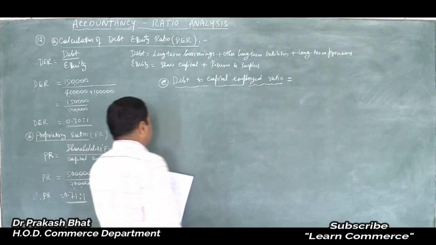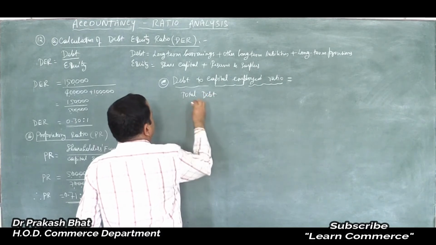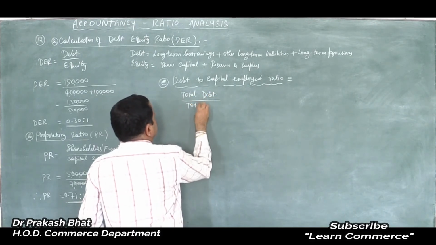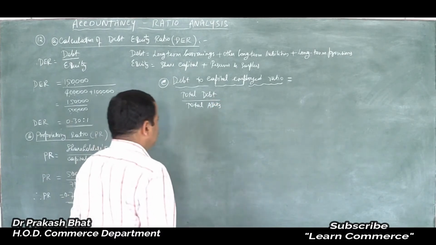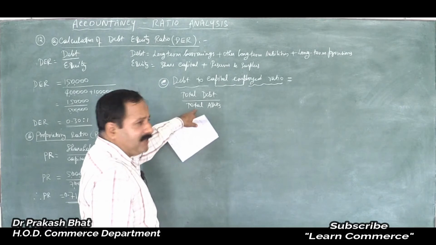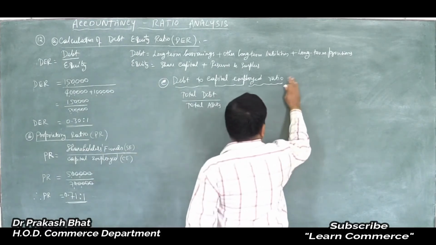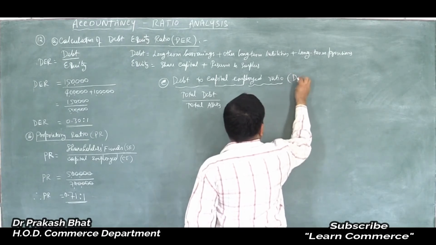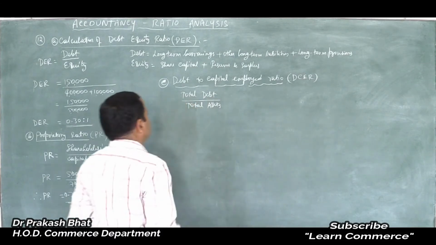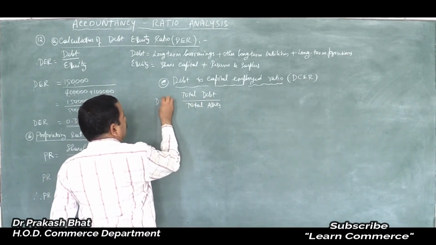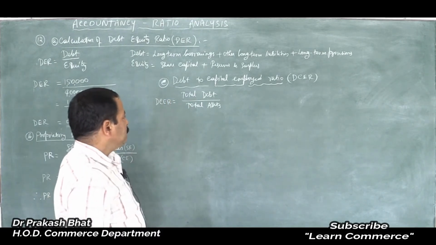Total debts divided by total assets. Total assets or capital employed, right? Yes. Or total liabilities also you can take. Same figure it will be. So here, debt to capital employed ratio is equal to total debt divided by total assets.